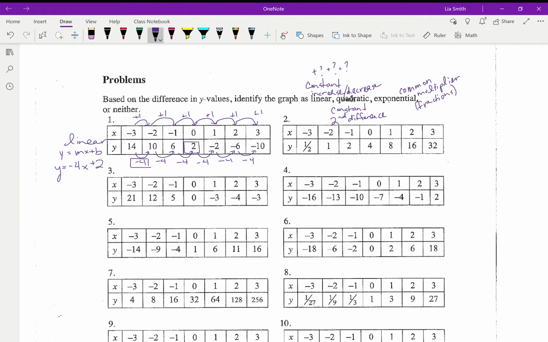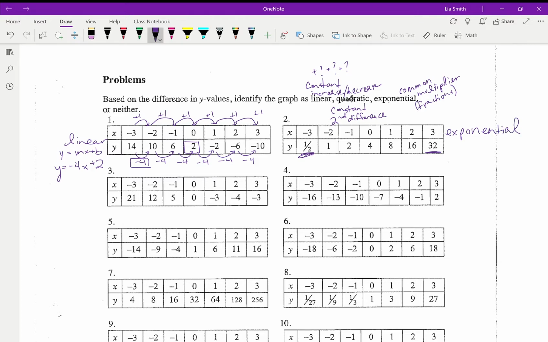Okay, let's look at number 2. What do you notice? I notice a fraction to a very big increase. So is this going to be linear? Probably not. Is it going to be quadratic? Probably not. This is most likely going to be an exponential function just by visually inspecting it. And now let's prove it.